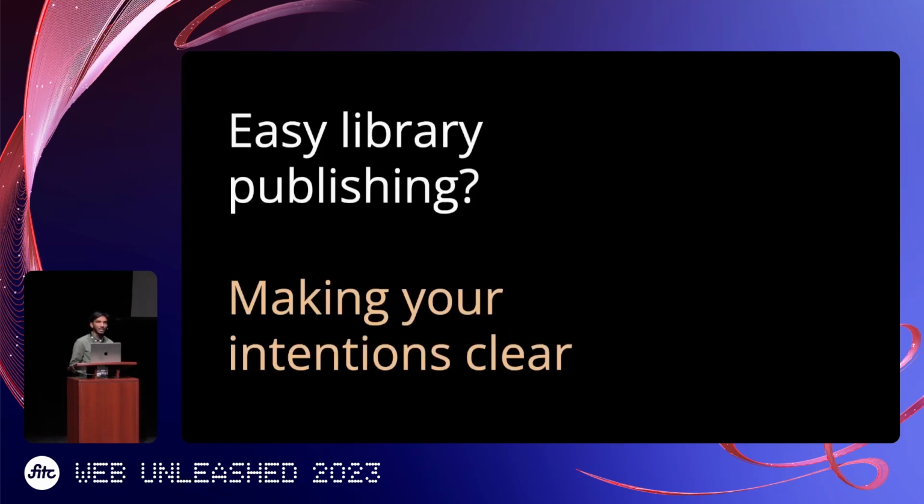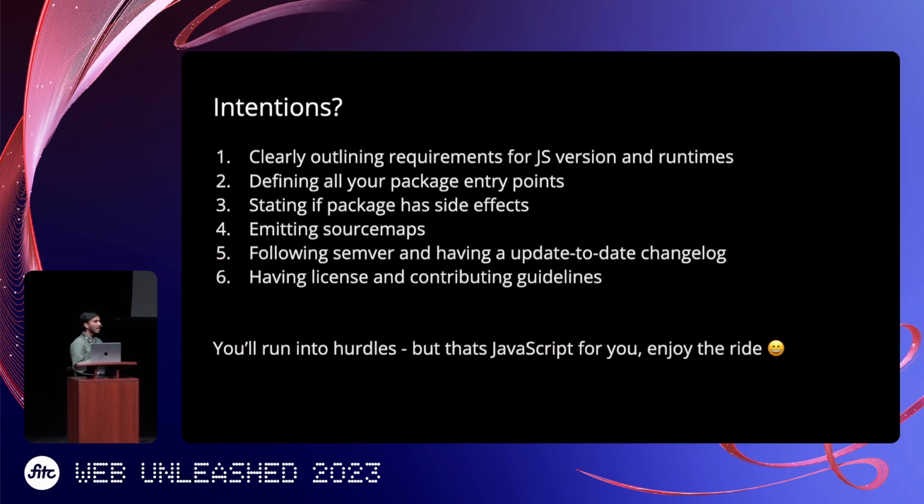Really, what I'd like you to take away here is that easy library publishing in the world of JavaScript is all about making your intentions clear. It's about clearly outlining your requirements for your ES version and your runtime. It's about clearly defining how your package is meant to be used, entry points: this is CJS, this is ESM. Talking about if your package has side effects, emitting source maps, and having a good changelog and good licensing. If you're very explicit about all of this, you'll find that most of the problems that people run into today can be solved pretty easily.